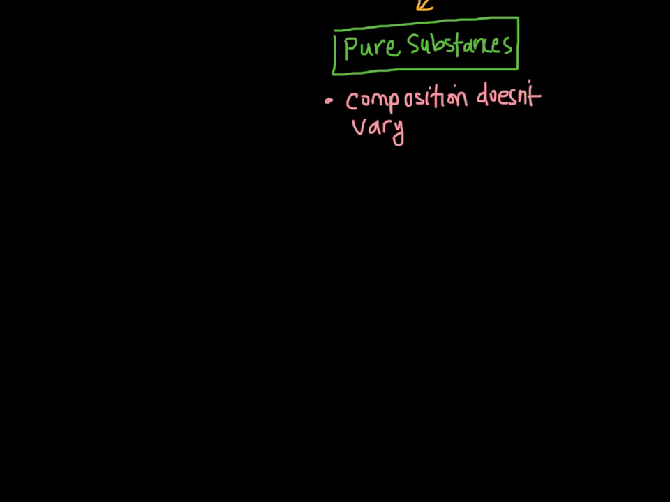A pure substance is a substance whose composition doesn't vary. And what I mean by that is that if I have a sample of that substance and I split it into 2 parts, each part will contain exactly the same stuff. It won't vary at all because it's got a pretty consistent composition all throughout.